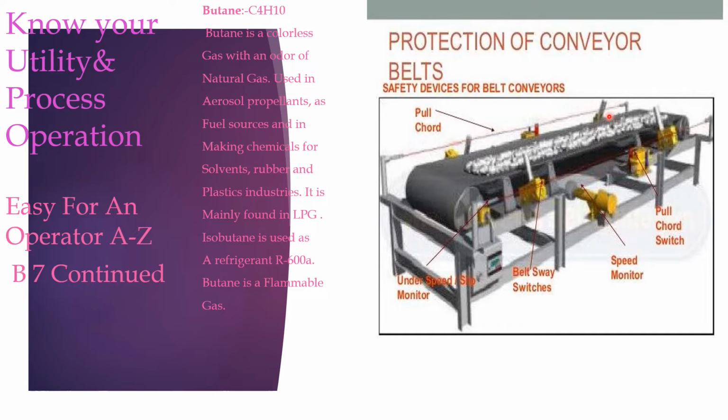Here, apart from the rope, the switch also is there with a lever. You can pull either the rope or you can trip with the switch also. This is an important safety device provided for the protection of the belt conveyor.